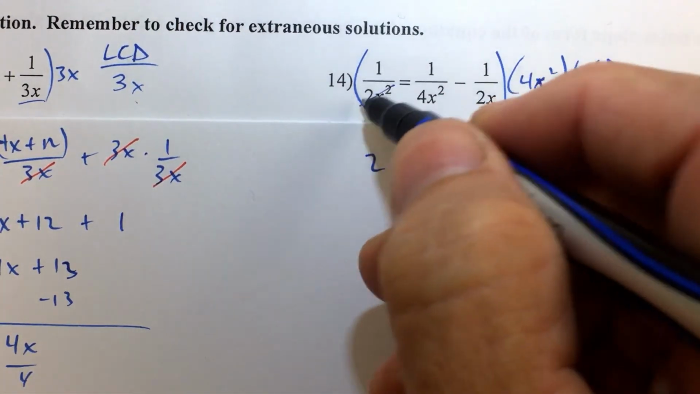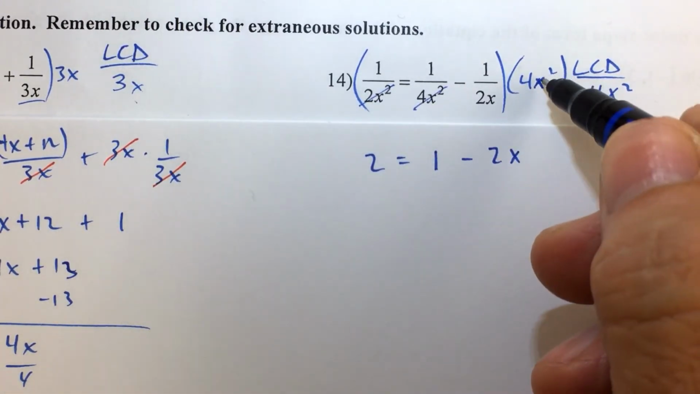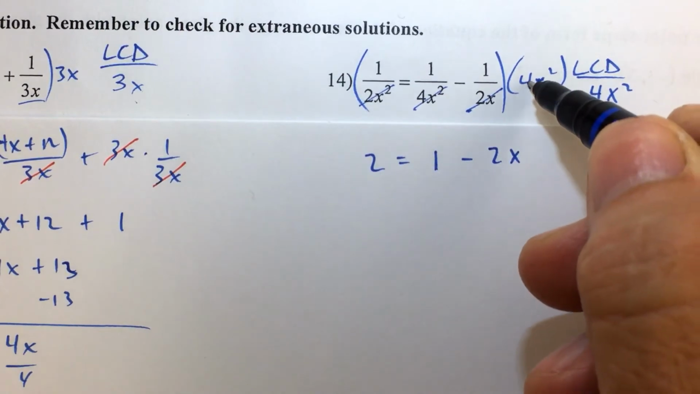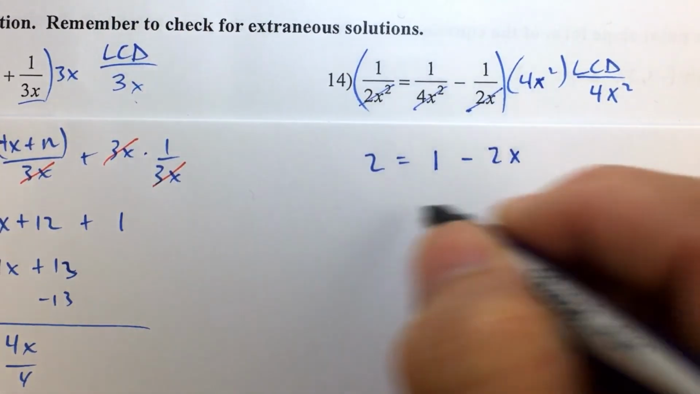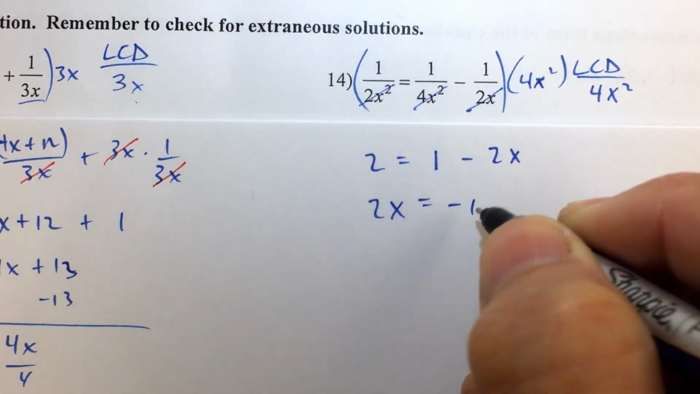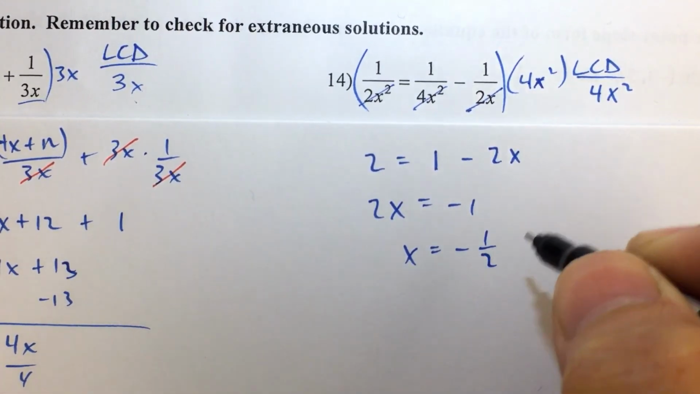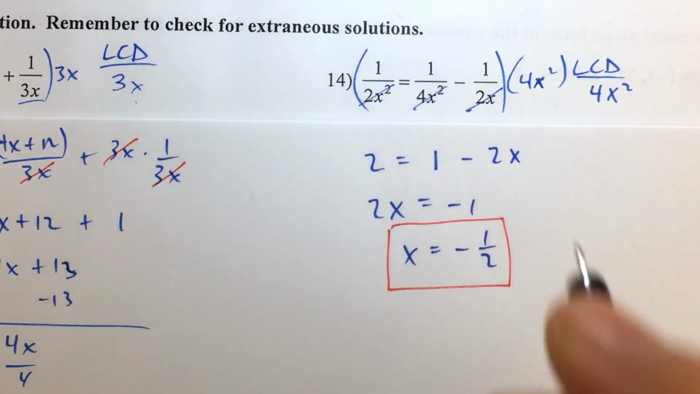So if you cancel, the 2x squareds cancel, you're left over with 2. Here the 4x squared cancels, you're left over with 1. Here 2x cancels, but you're still left with a 2 and an x, that's why we have a 2x up there. And I'm going to move the 2x to the left side by adding it to both sides. I'm going to subtract 2 from both sides, and I get 2x equals negative 1, and then dividing both sides by 2, I get x equals negative 1/2. And that's it.